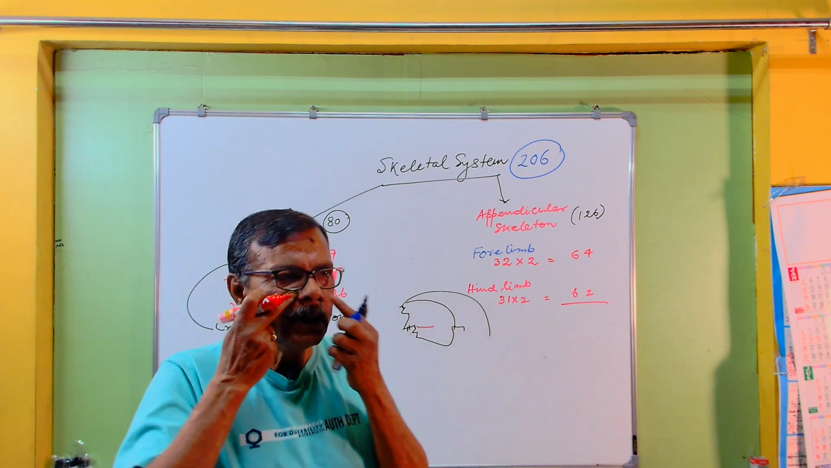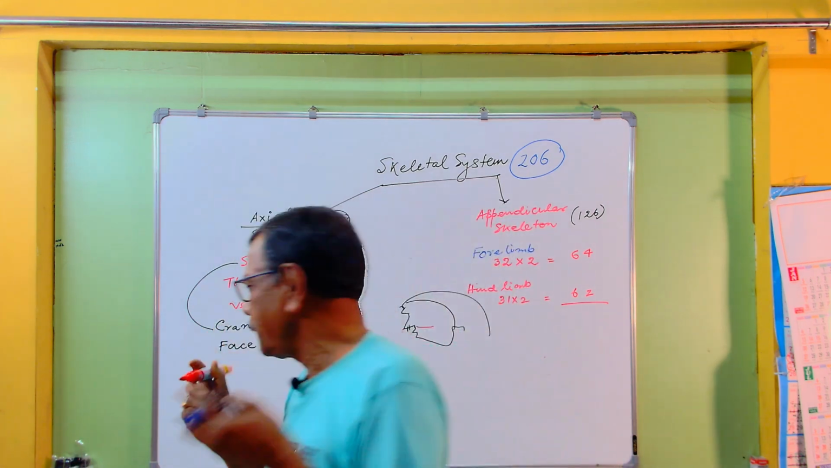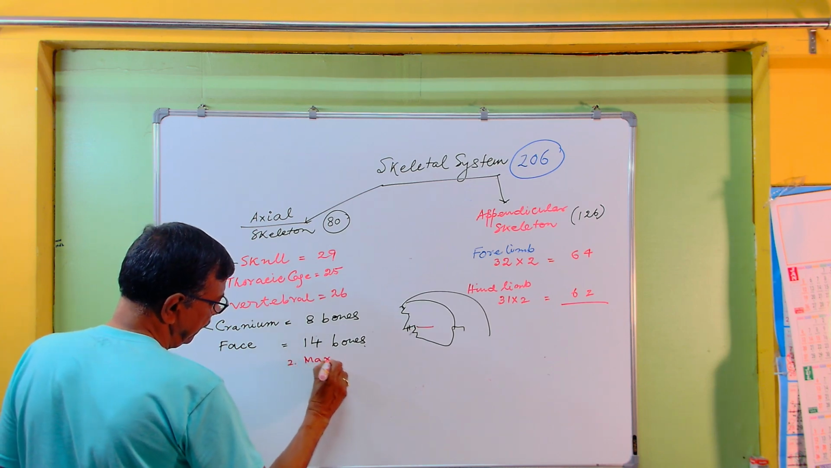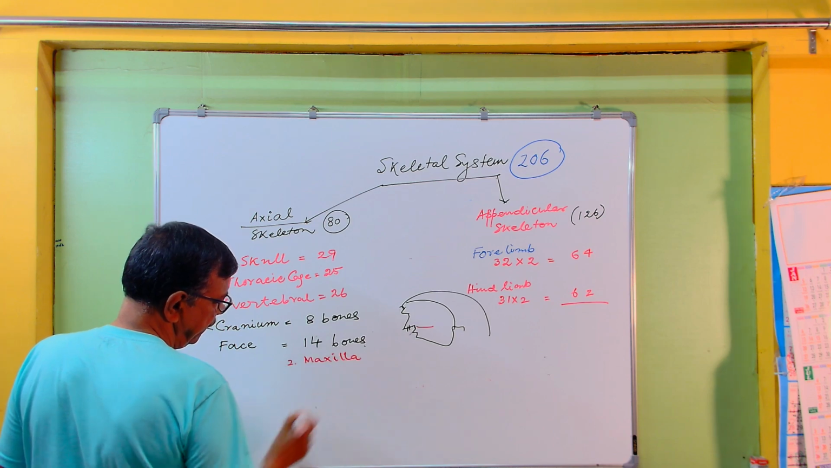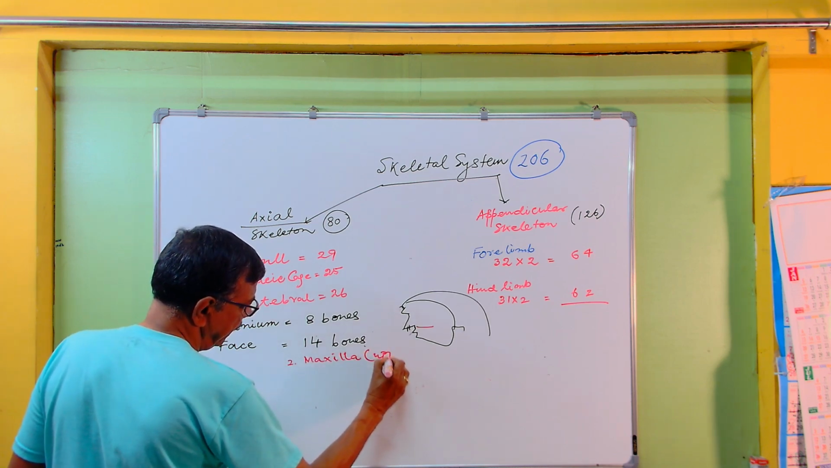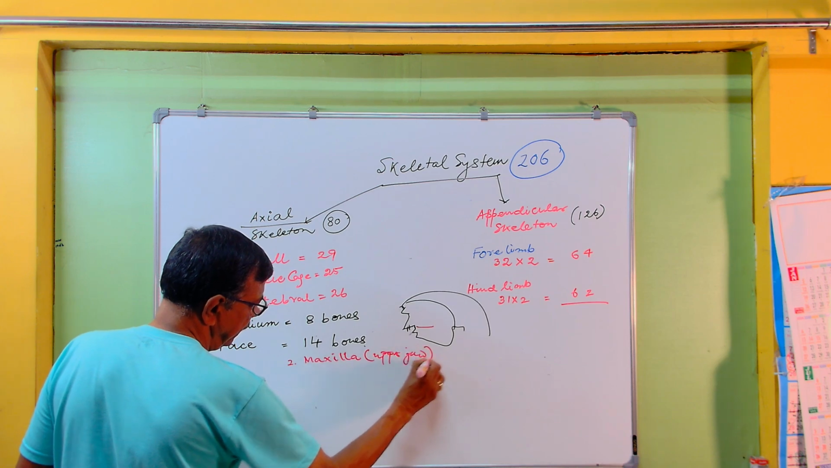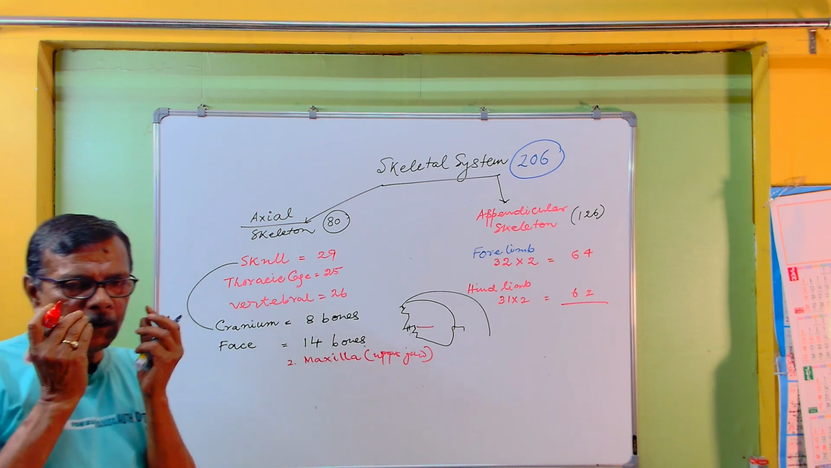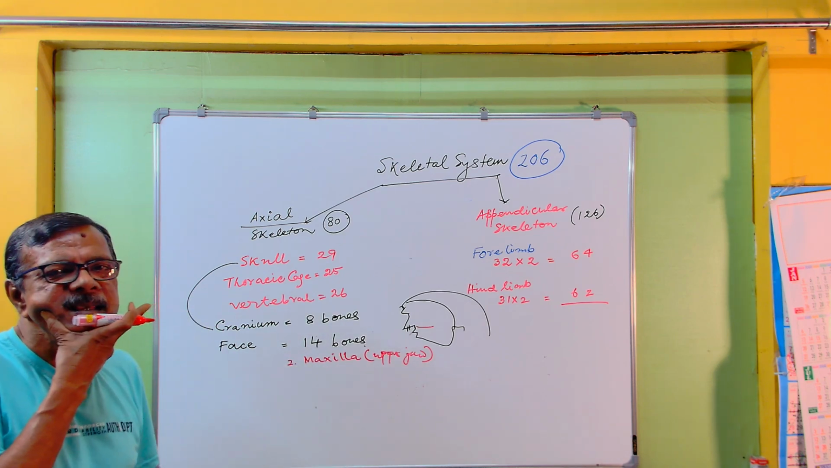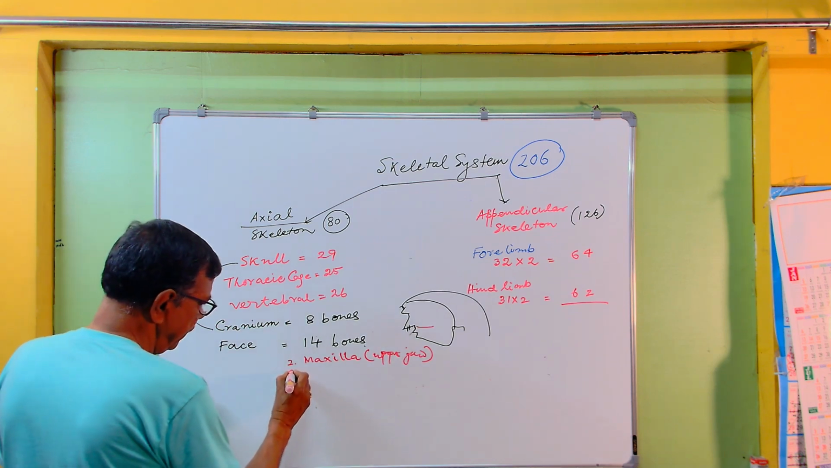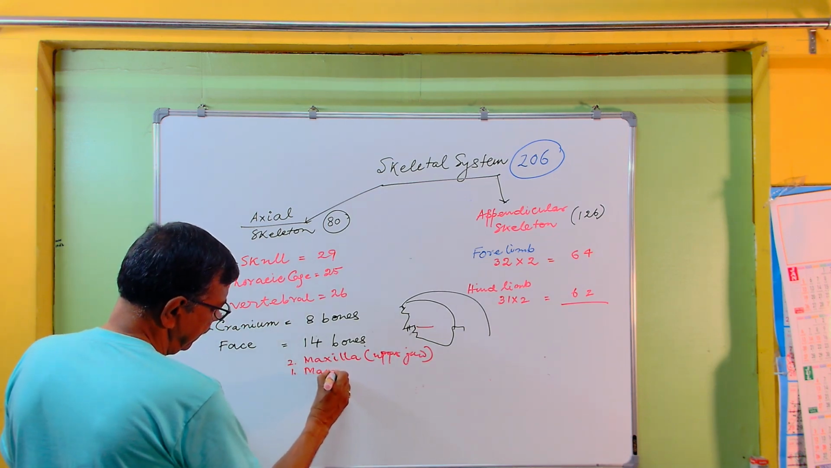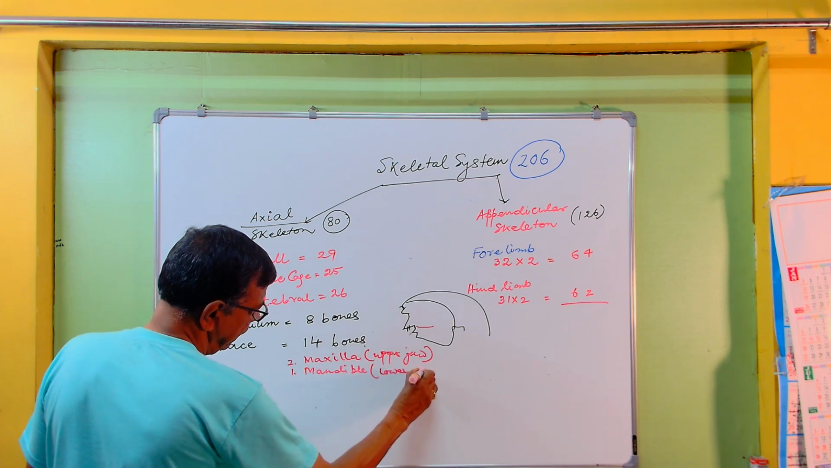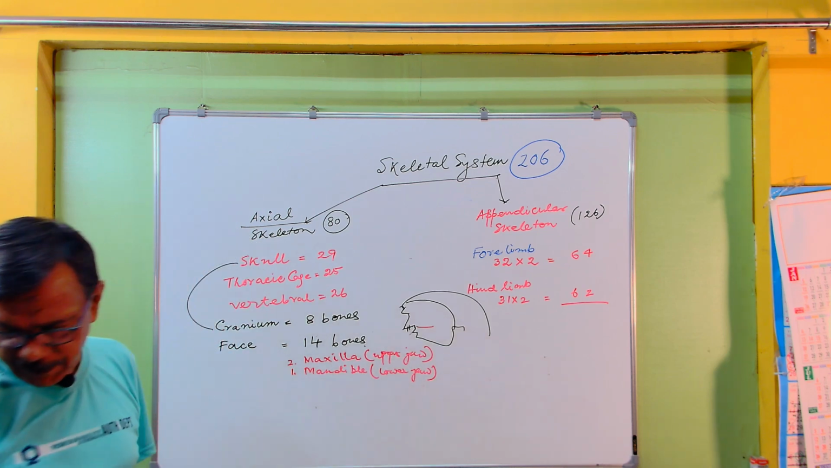These two are known as maxilla. The number one is two maxilla, that is the upper jaw. Two maxillary bones are there. Then, after these two, there is a single mandible, the lower jaw. So 2, 1, 3.